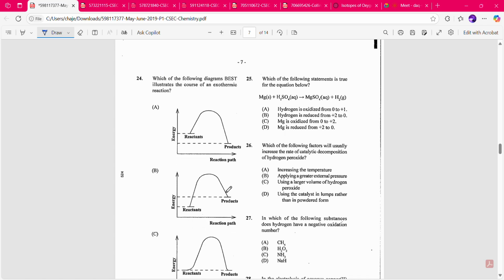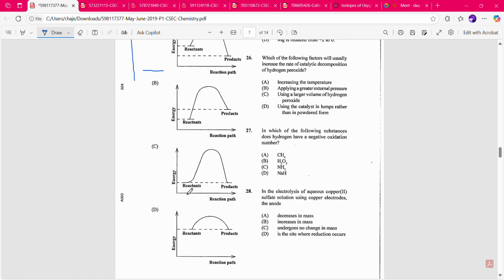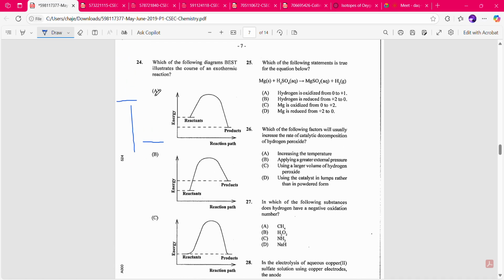Which of the following diagrams best illustrate the course of an exothermic reaction? For exothermic reaction, heat is being lost to the environment. Therefore, the reactants are going to have a higher energy than the products. Once again, for exo, heat is being lost to the environment, right? So you start off with a high energy, and once the environment gains that energy, once it's lost to the environment, the products that are formed have a lower energy or enthalpy, right?